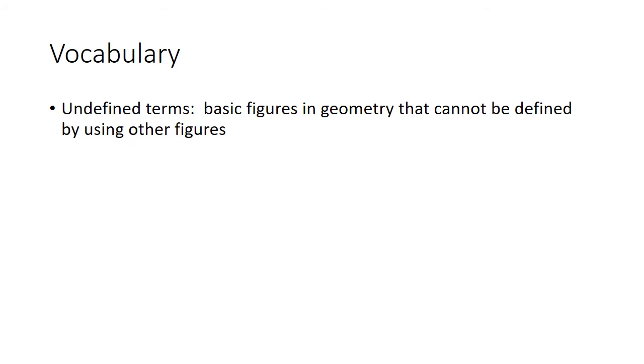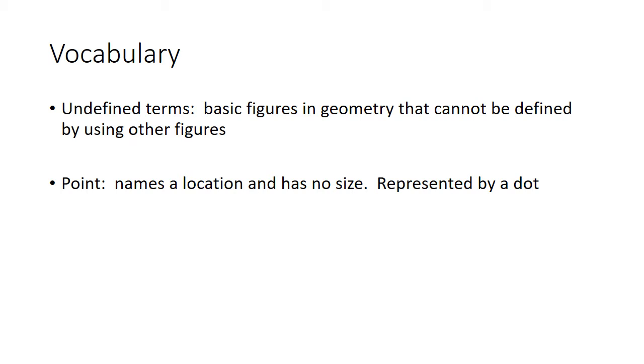The first thing you need to know are undefined terms. So there are basic figures in geometry that you can't define by using any other figures, while most of the figures that we do in geometry will be defined by these basic undefinable terms. The first one is a point. A point is going to name a location. Keep in mind that while the size of the point on the page is going to have size, a point in itself does not have a size. Okay, and it just responds to a location and is represented by a dot. When we name it, it's going to have the dot, and it will use a capital letter every single time. So like a capital A or a capital B.